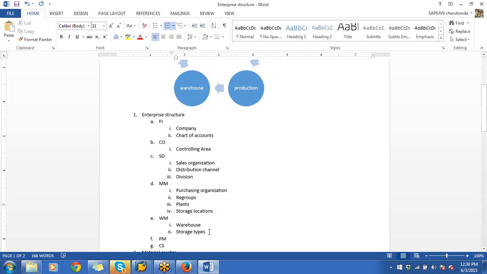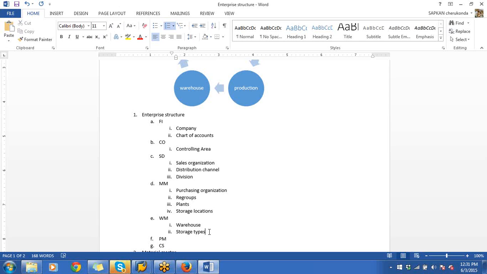So one warehouse will have one or many storage types. Storage type is something like racks: top rack, middle rack, bottom rack. If you are thinking of a physical object, the physical object is a rack horizontally spread across.